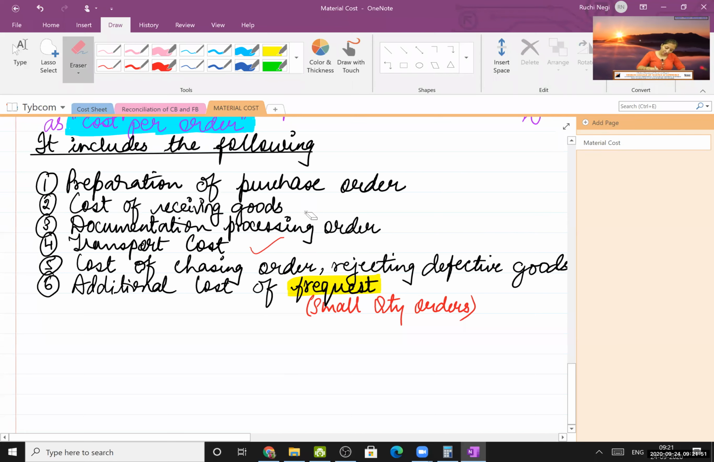Okay, am I clear about order cost? Acknowledge it in the chat box. समझ में आया? Cost of placing an order O, order cost.